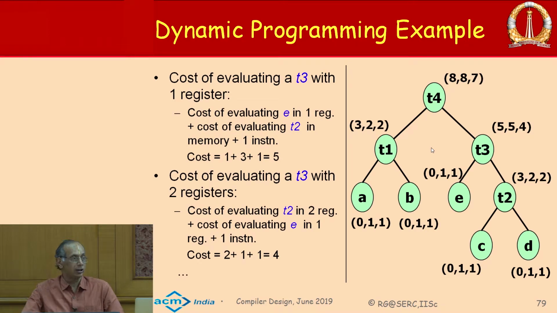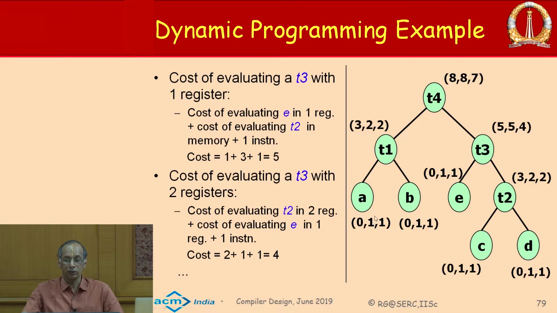Now, let us take one more example and see how that works. Let us look at T3 and evaluate T3 with 1, 2 or 3 registers. Remember, whenever you are evaluating the cost of generating code for a particular node, you need to consider all possible combinations, and you need to consider all possible registers from 1 to R. I do not think that using R registers is likely to be cheaper than using R minus 1 or R minus 2 registers. There is no reason for that.